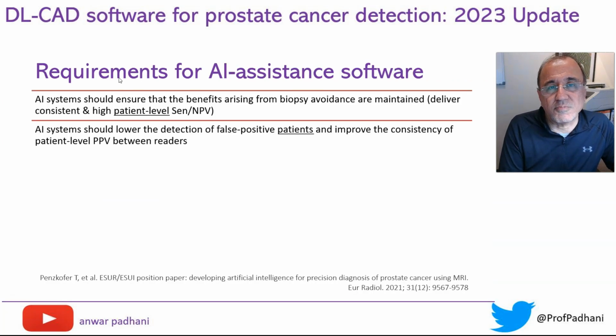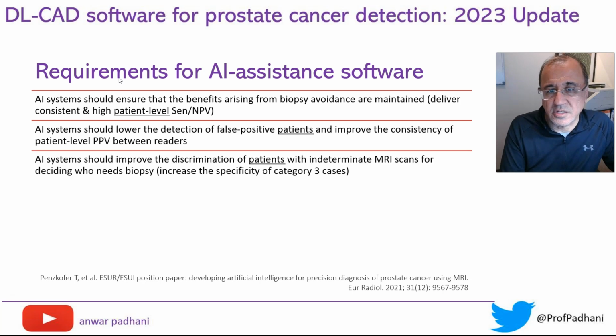So if we think about this process and what requirements we need, first of all, the AI should ensure that the benefits of biopsy avoidance are maintained, and these are the main benefits, as we know, of prostate MRI. So it should have a consistent and high level of sensitivity and negative predictive value, and this is a given. AI should also lower the detection of false positive patients and improve the consistency between the readers.